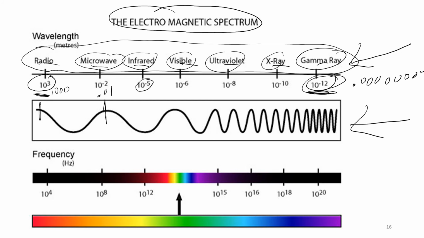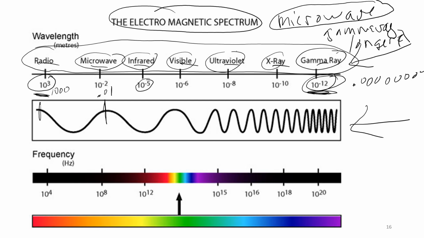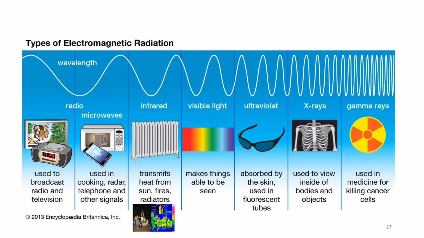So if I was to ask you a question, for example, does a microwave or does a gamma ray have a longer wavelength? Wavelength, that's the symbol for a wavelength. So again, that's the type of question I might ask you, and obviously the microwave has a much longer wavelength than does a gamma ray. So this chart again shows us the wavelengths of the different types of electromagnetic radiations.